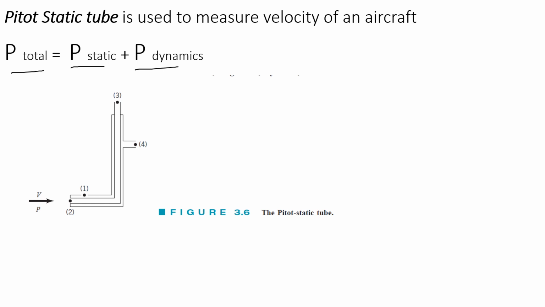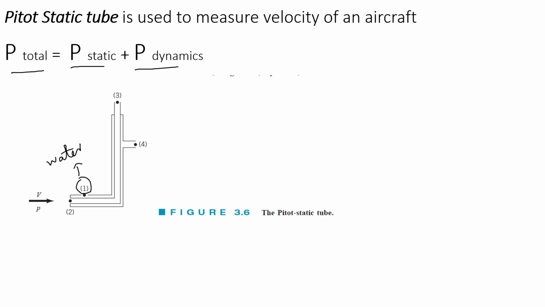This is a diagram of a pitot-static tube. This is where the air enters; point 2 is the inlet. Point 1 is a hole that is used, if any of the air condenses inside here, to get rid of the condensed air, or if any water enters this pitot-static tube. So point 1 is used to get rid of water if it enters this stream.